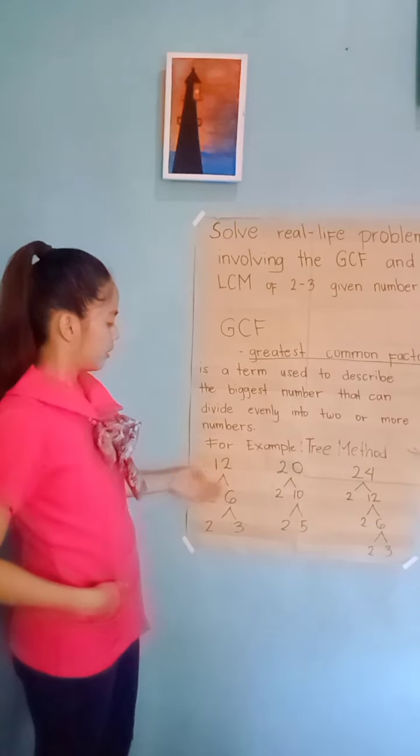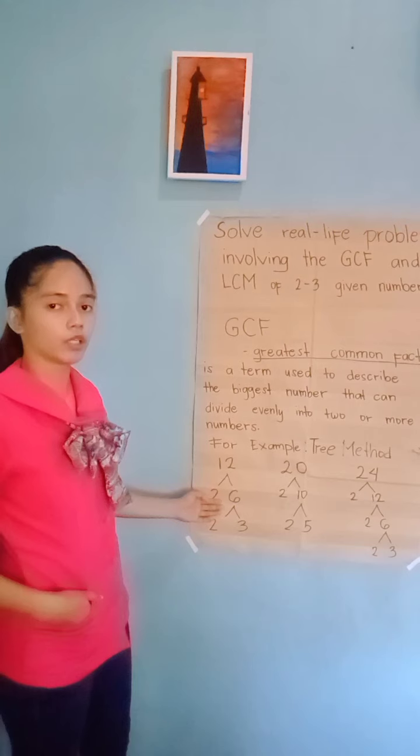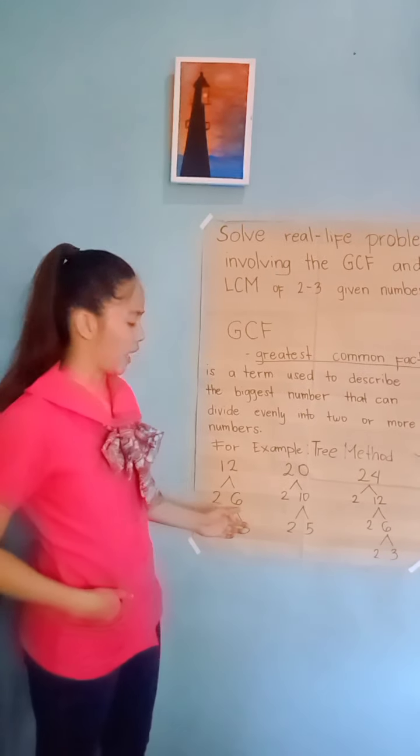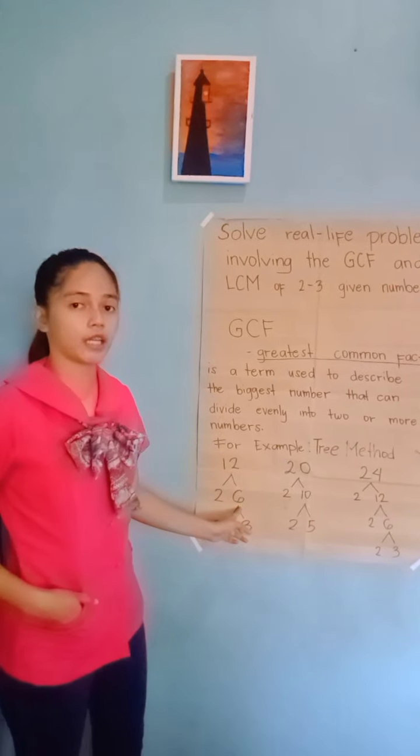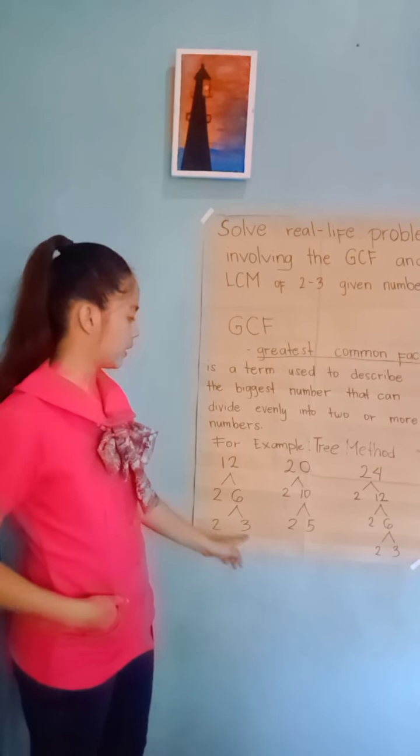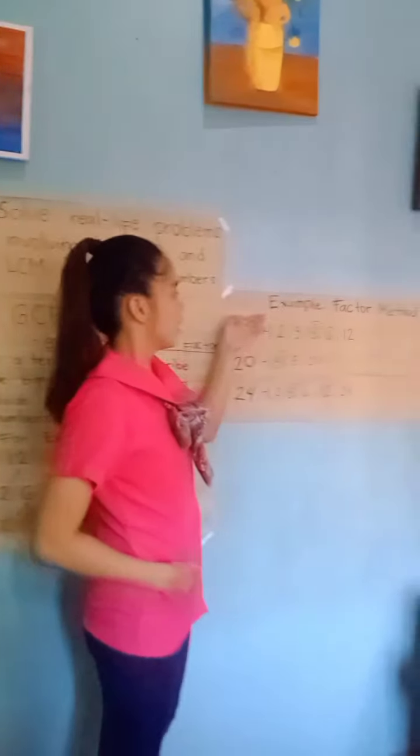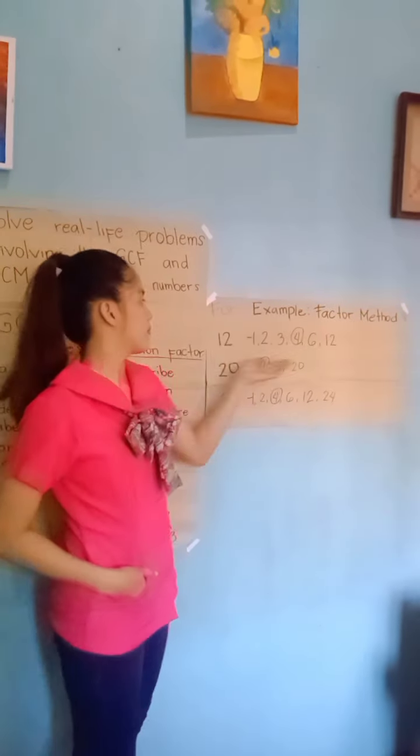Sa 12, kukunin natin yung common factor ng 12, which is the possible common factor of 12 is 2 and 6. Since 6 can be factored, ipa-factor din natin siya by 2 and 3, and the same lang din siya dito. And the second one is factor method.